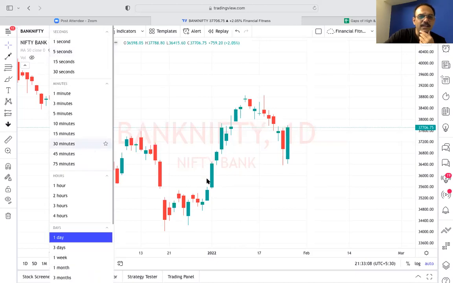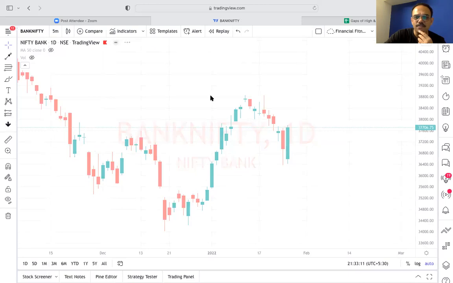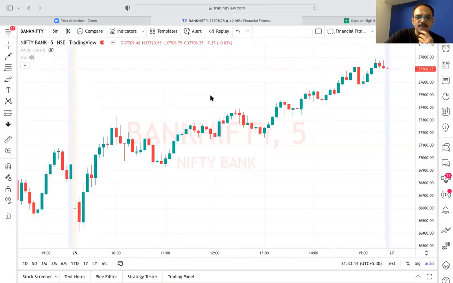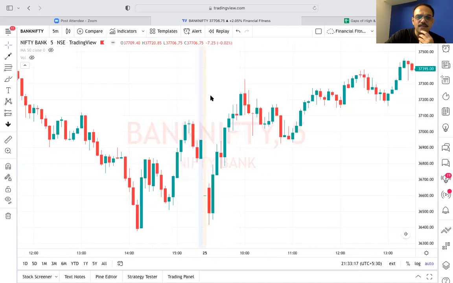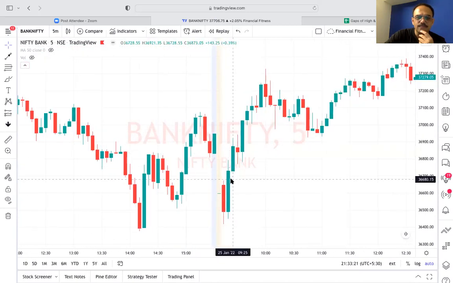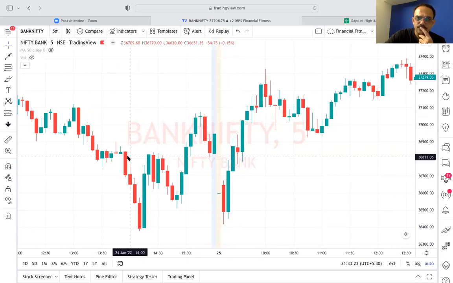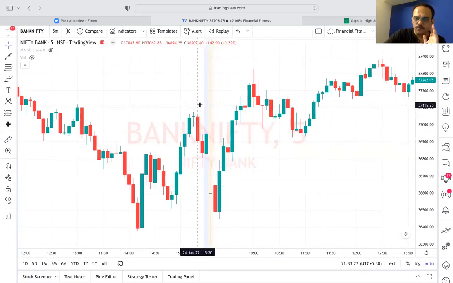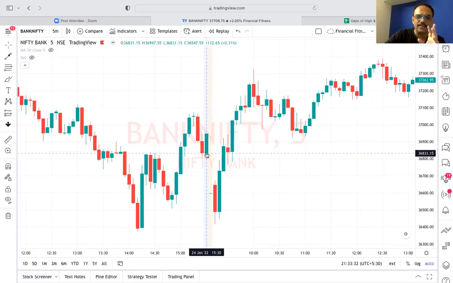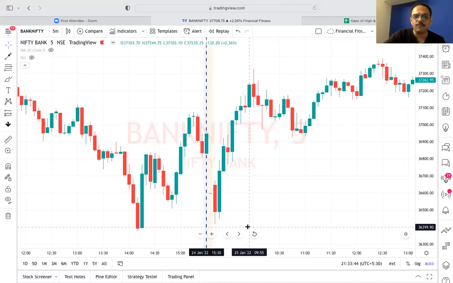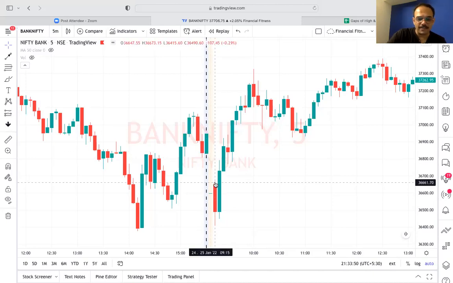1 day is good enough, but in Bank Nifty, you wanted to see 5 minutes. Okay, I'll tell you one technique. From a gap perspective for intraday, it is very simple. See, this is the last 5-minute candle of 24 Jan, right? It gapped down. This is the 5-minute candle of 9:15, right?